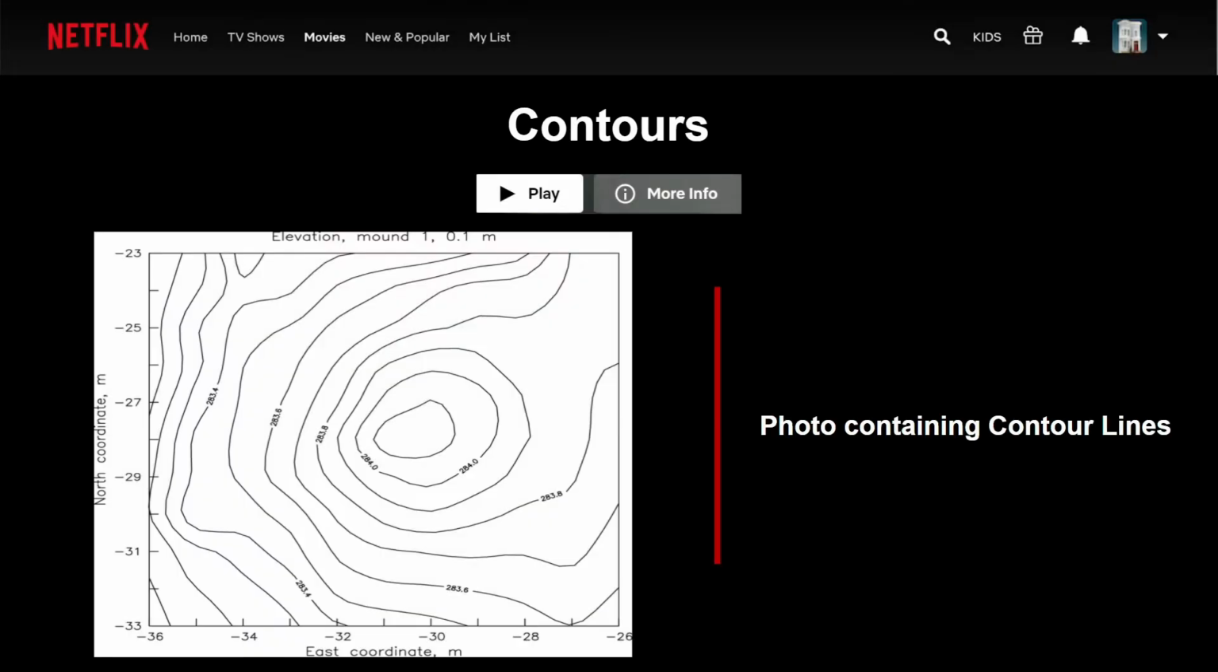Next slide, please. Here we have a photo containing contour lines. We can see in the photo the contour intervals as well as the index lines, the lines that were mentioned earlier by Julius. Next slide, please.